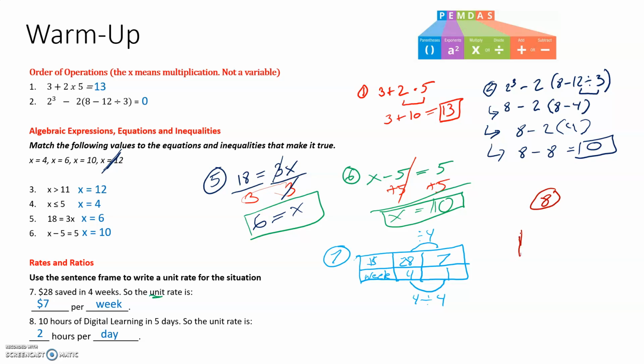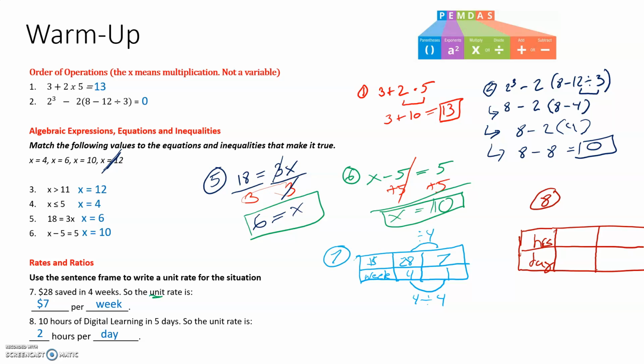Let me do this one a little bit bigger. I have 10 hours of digital learning in 5 days. I'm comparing hours and days. When I want a unit rate, which one makes the most sense? Do I want to reduce my hours, or would I want to reduce my days? I would say per day. I would reduce that. To me, it's the easier choice.